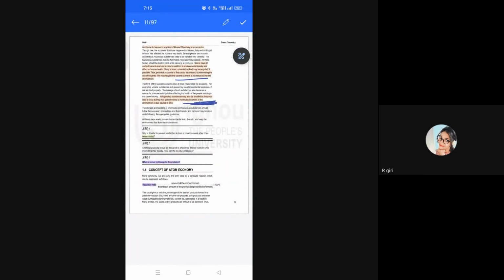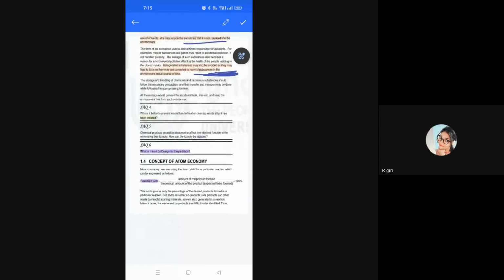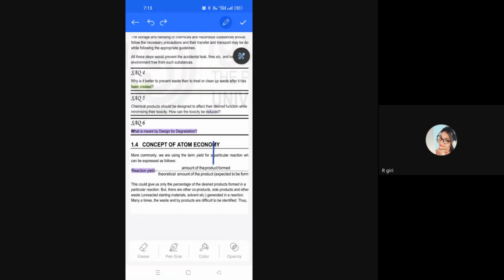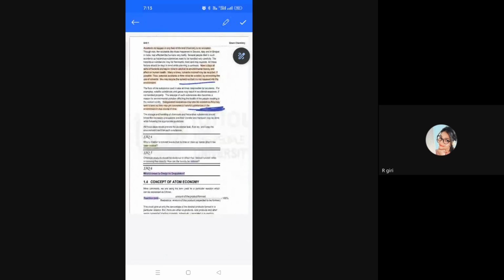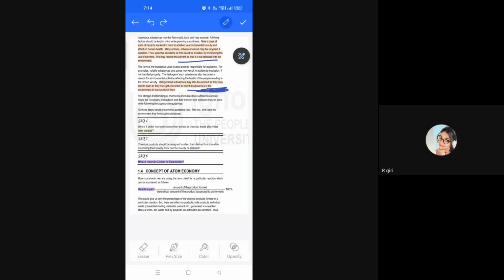Then we will go to discuss one by one. That is first one is atom economy. Concept of atom economy is given here. That means yield product. Amount of product formed, theoretical amount of product. What you expect? Suppose you expect 10 gram product will be obtained, but actually you get 8 gram product. So 8 by 10 into 100, then we will get the percentage yield, that is reaction yield percentage.